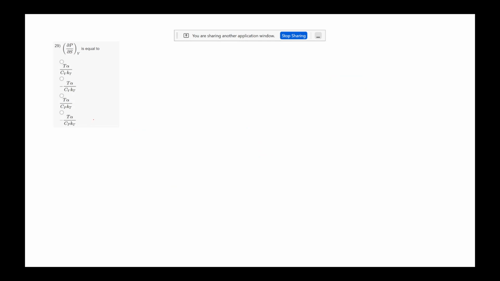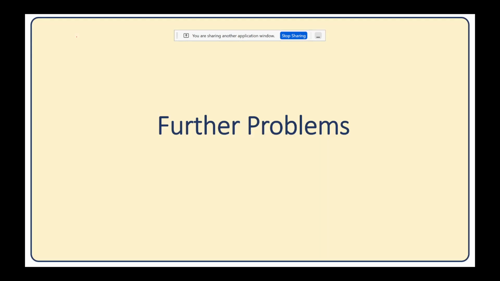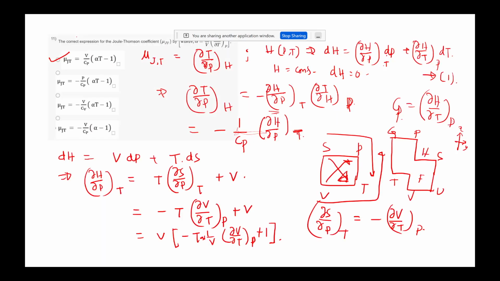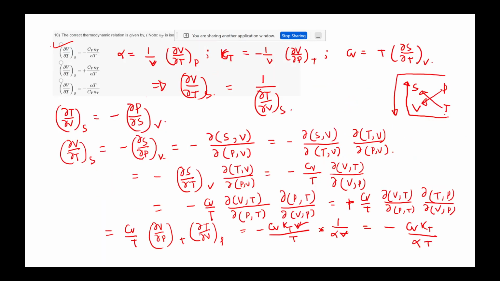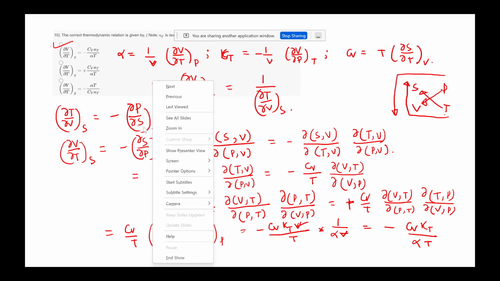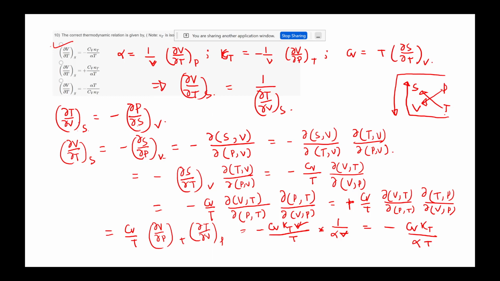Now tell me this problem. Again, this is a Jacobian, and it is very easy. We have just solved it. I have just reversed the thing: del S del P at constant V, so this is del P del S at constant V, right? Let's go to the beginning problem. I am very bad at remembering things, but we have to remember some things. So del P del S at constant V will be del T del V at constant S, so just alpha T by C_V K_T.